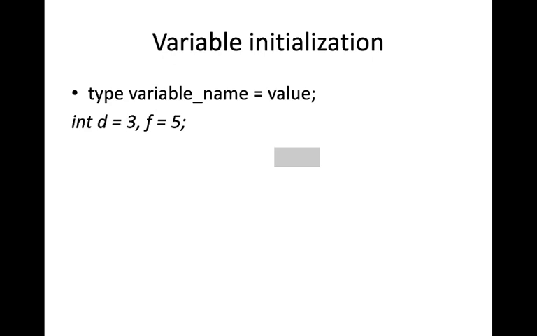Then f. So f is another integer type, and we are initializing it to 5. So the value 5 will be stored in some memory location.